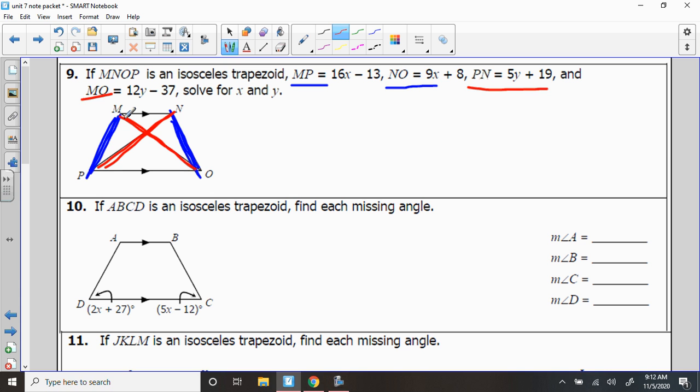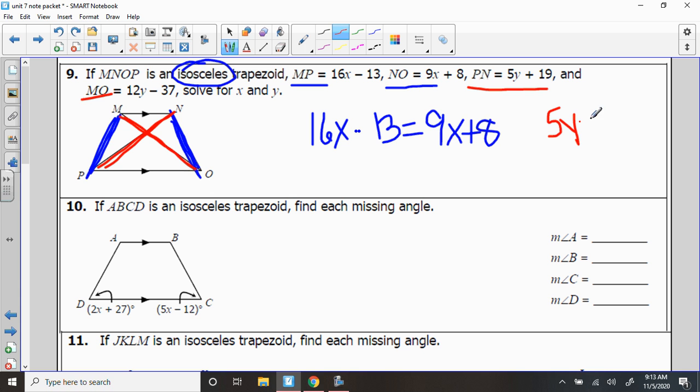So how would you find X? X is on these blue lines. They're equal to each other. I might as well make that blue. The two legs are equal to each other, so here's your equation for X. And the two diagonals are equal to each other. Only if it's isosceles does this work. So my Y would be 5y plus 19 equals 12y minus 37.